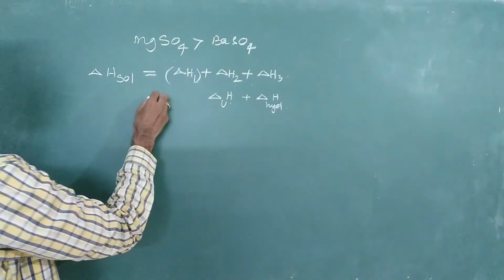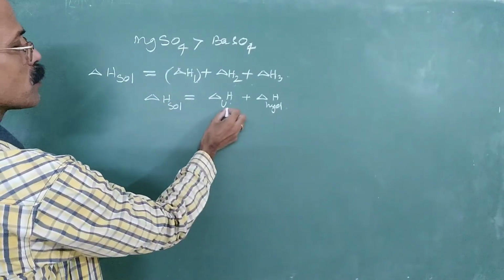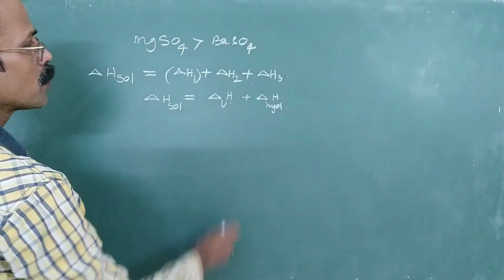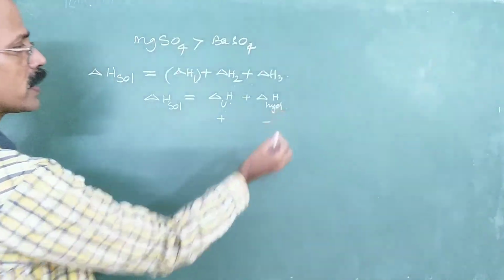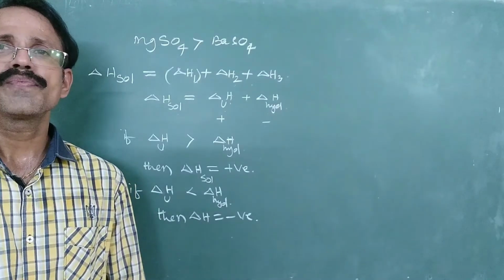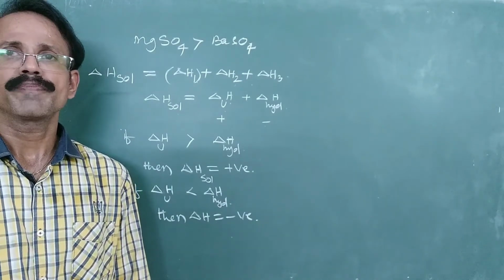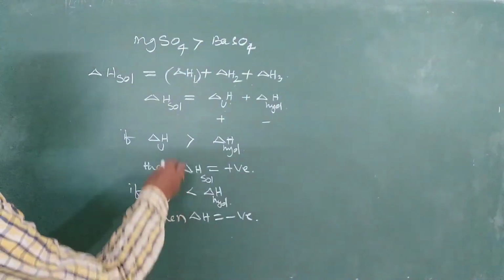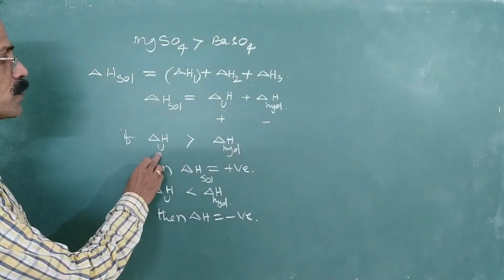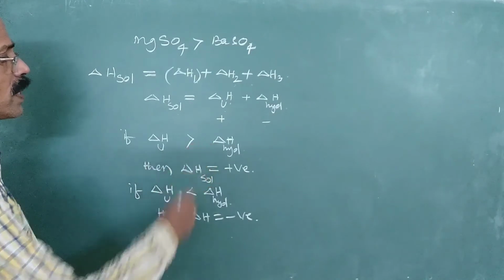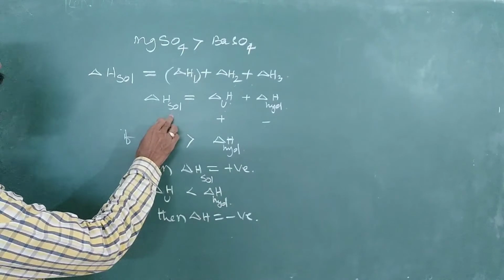So the enthalpy of solution is equal to the sum of the lattice enthalpy and hydration enthalpy. Lattice enthalpy is positive and hydration enthalpy is negative, right? Now the enthalpy change of formation of a solution may be positive or negative. If lattice enthalpy is greater than hydration enthalpy, then what happens? The positive value is greater than the negative value. In that case, the overall enthalpy change becomes positive, right?